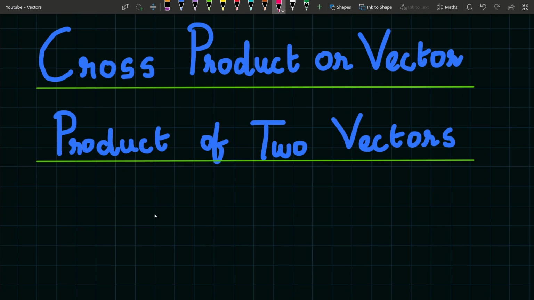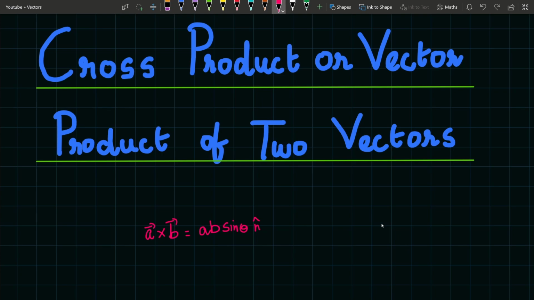So the basic definition of a cross product is given as: A vector cross B vector equals the magnitude of A vector into the magnitude of B vector into sine of the angle between them, theta, into unit vector n cap, where n cap can be found using the right hand thumb rule.